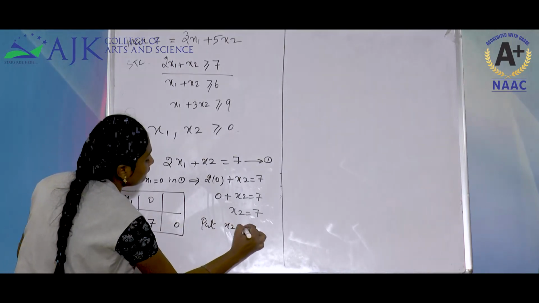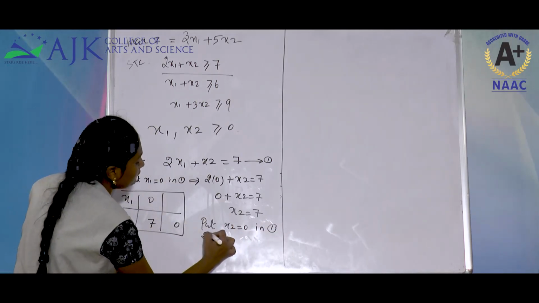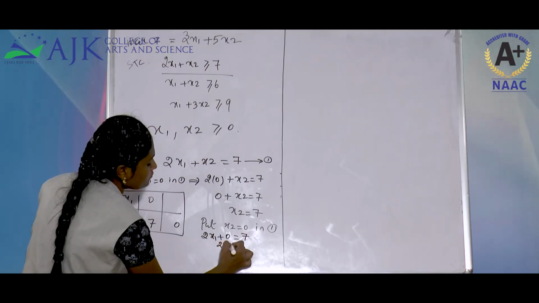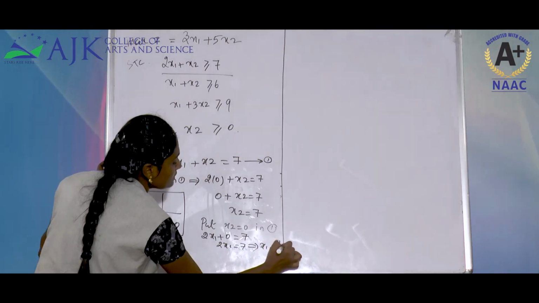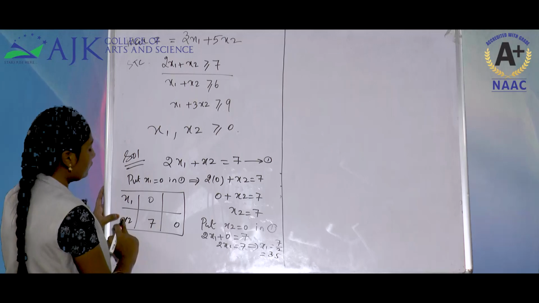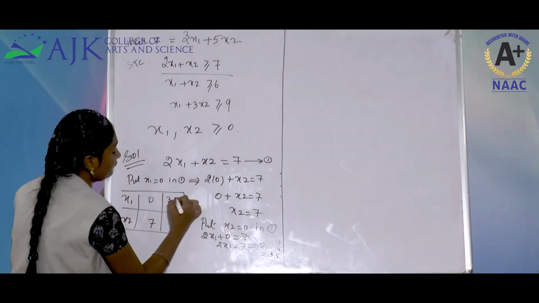Next, put x2 is equal to 0 in equation 1. So 2x1 plus 0 is equal to 7. So 2x1 is equal to 7. From this, x1 is equal to 7 by 2, that is 3.5. So, when my x2 is 0, what is my x1 value? 3.5.